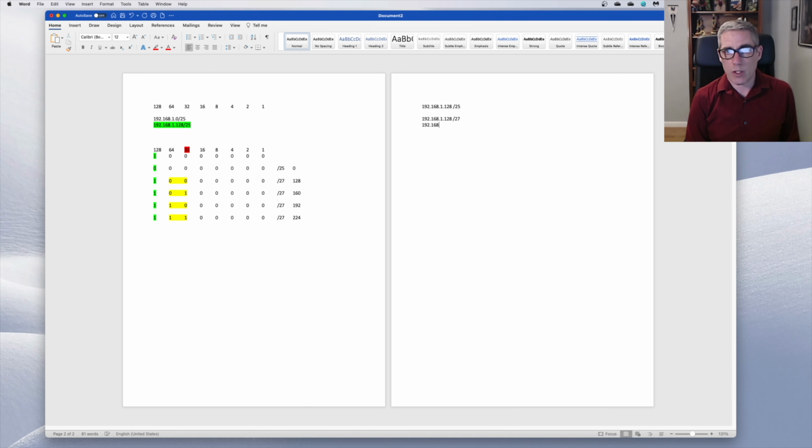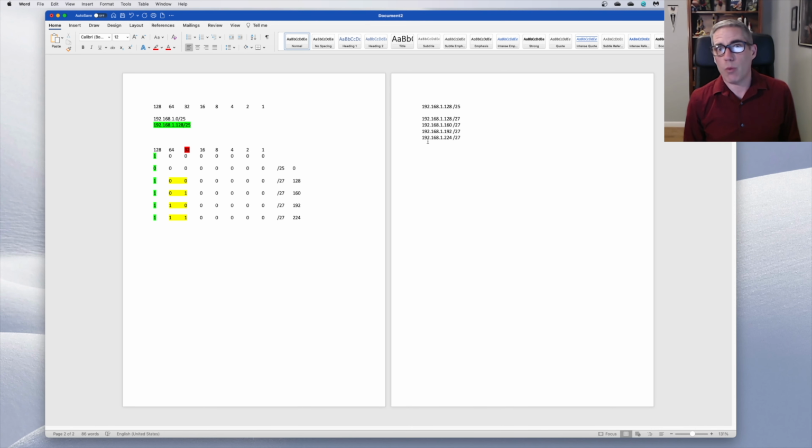Our second network is 192.168.1.128 plus 32, which is 160, slash 27. Our third network is 192.168.1.160 plus 32, 192, slash 27. Our fourth is 192.168.1.192 plus 32 is 224, slash 27.